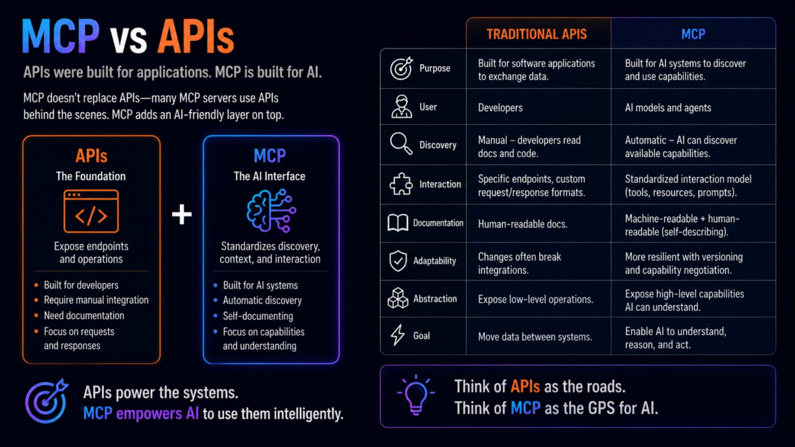At this point, many people ask, if APIs already exist, why do we need MCP? The answer is simple. MCP does not replace APIs. APIs remain essential. In fact, many MCP servers use APIs behind the scenes. The difference is who they were designed for. APIs were designed primarily for software applications and developers. MCP is designed specifically for AI. MCP helps AI discover capabilities, understand available tools, access the resources, and interact with systems in a standardized way. Think of APIs as roads. MCP is like a navigation layer that helps AI understand which roads are available and how to use them.